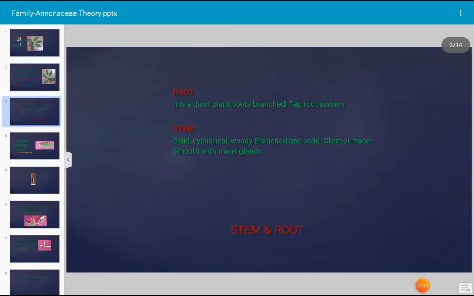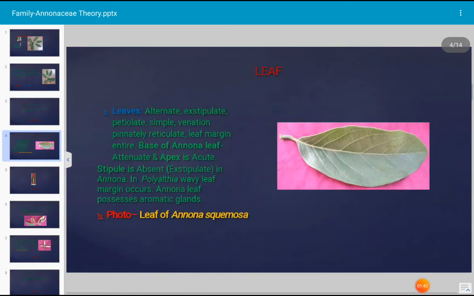Let us see how is the root of plants of family Annonaceae. It is a dicot plant. Root is branched and taproot system. How is the stem? Stem is cylindrical, woody, solid, branched, and stem surface is smooth with many aromatic glands. Next, how is the leaf?